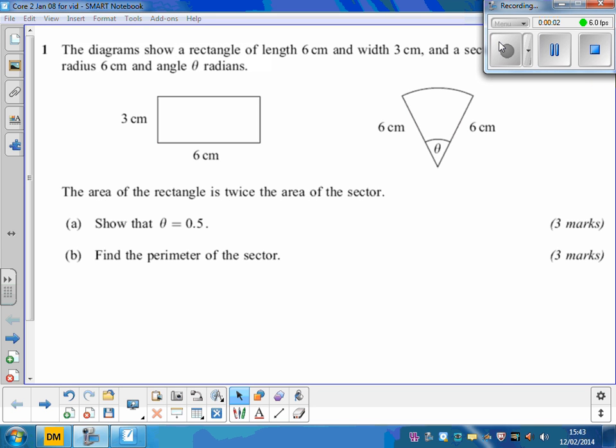January 2008, Core 2, question one starts beautifully. We're just going to find out the area of this rectangle to start with. The area of this rectangle is 18, and it tells us that the area of the rectangle is twice the area of the sector. Now we need to know the area of a sector formula.